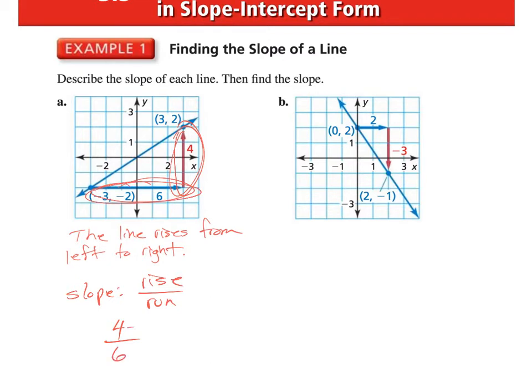And you could simplify that. Divide both by 2, and you get 2 over 3. So that's my slope in this problem. For the next one, describe the slope. What's happening going from left to right?